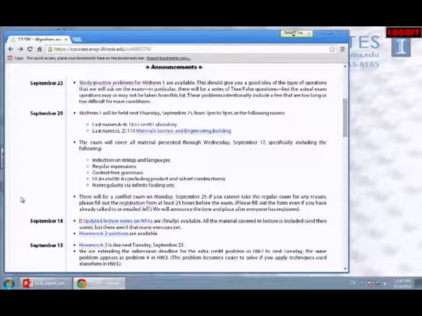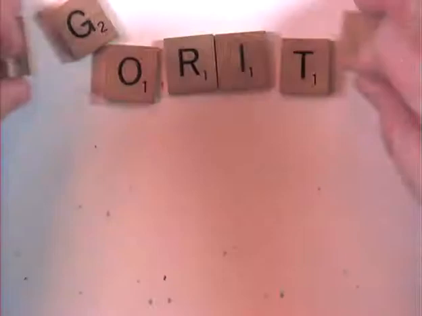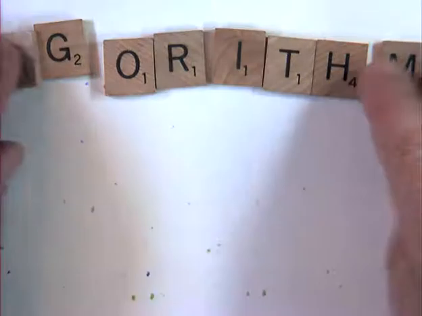Okay, so if there are no more administrative issues, then let's go back to talking about recursion. And in particular, I want to start by talking again about Quicksort.